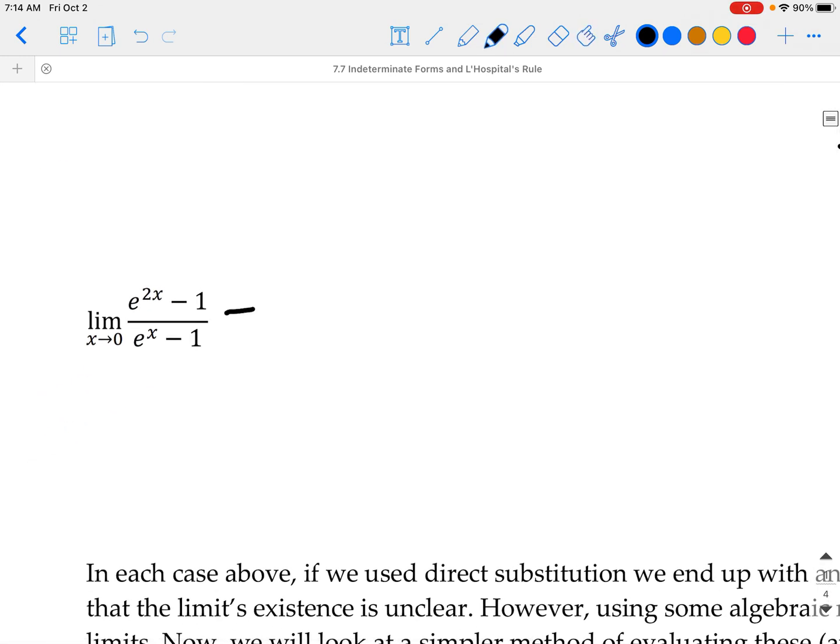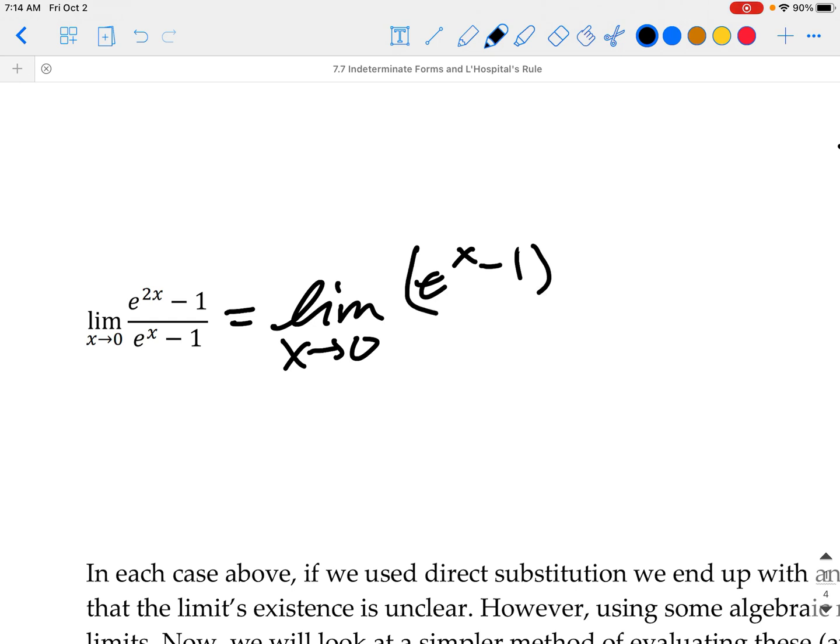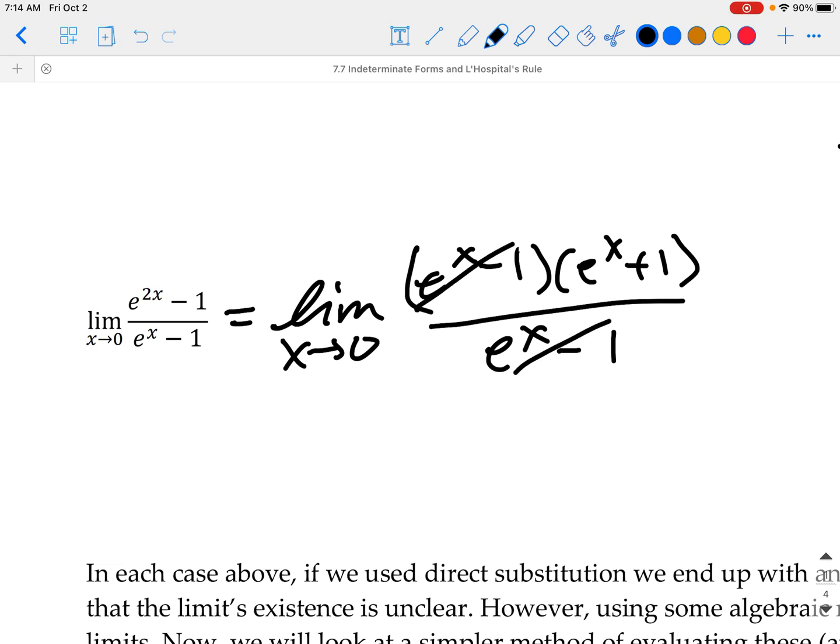And then similarly for this exponential example, it's just a difference of squares on the top. So we'd have e to the x minus 1 times e to the x plus 1 all over e to the x minus 1, again getting rid of that hole in our graph. And then we'd be left with e to the x plus 1 at 0, which is just going to be 2.